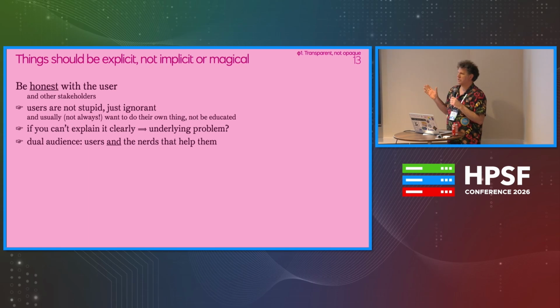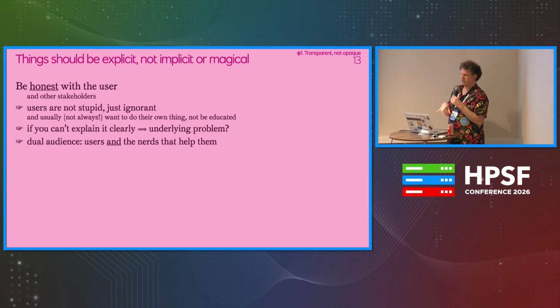So things should be explicit rather than implicit or magical seeming, right? So be honest with the user. There's other stakeholders as well, but we want to be honest and straightforward, right? And one way to think about that is that users aren't stupid, but they are often ignorant in a non-pejorative sense. And further, generally they want to get their science done. They don't want to learn about the computers, right? There are exceptions, but this is the modal response.